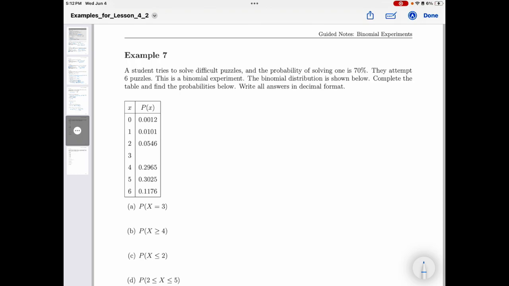In example 7 and example 8, we're going to practice looking at these binomial experiments and identifying information. We're going to fill in the chart, and then we're going to use the chart to answer the questions about the probability. So in example 7, it says that a student tries to solve difficult puzzles, and the probability of solving one is 70%. So the probability of success in this case is 0.70, and success would be that he solves the puzzle. The two possible outcomes are that he solves the puzzle or he doesn't solve the puzzle.